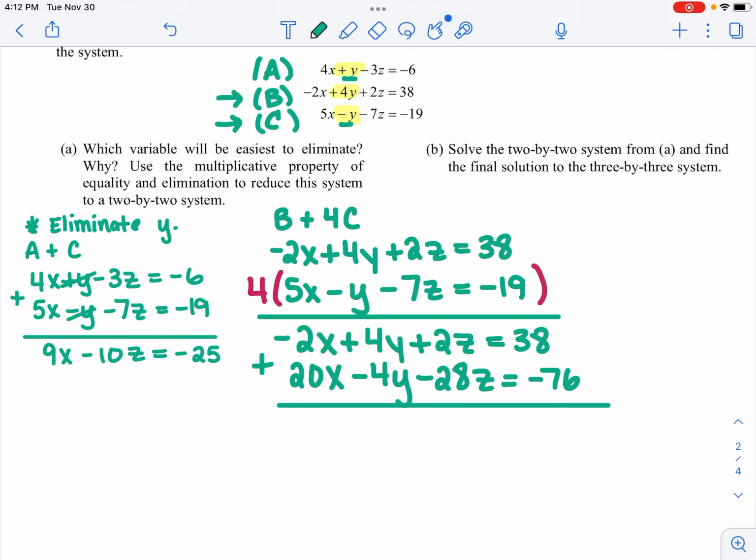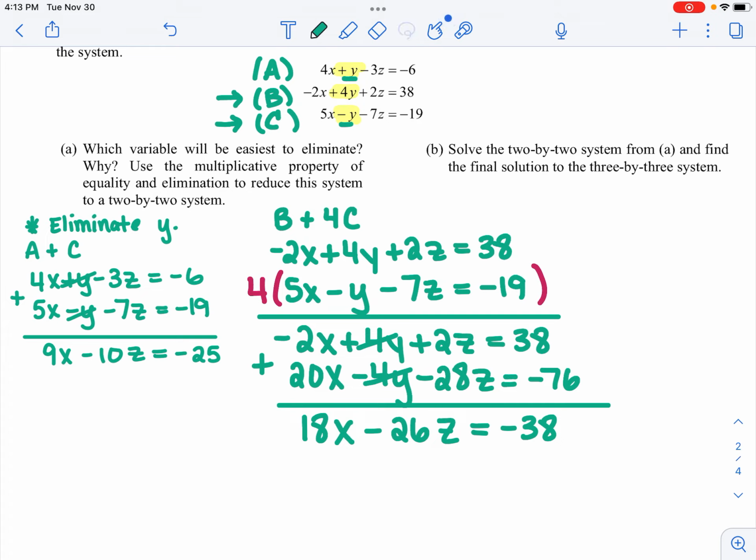Okay, so we get 18x. The y terms will cancel. And, sorry, we add over the 2z and the negative 28z to get negative 26z equal to negative 76 plus 38, which is negative 38.